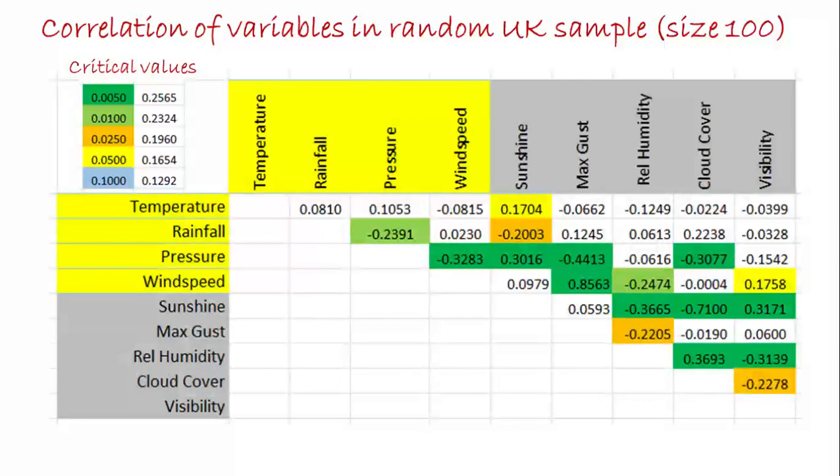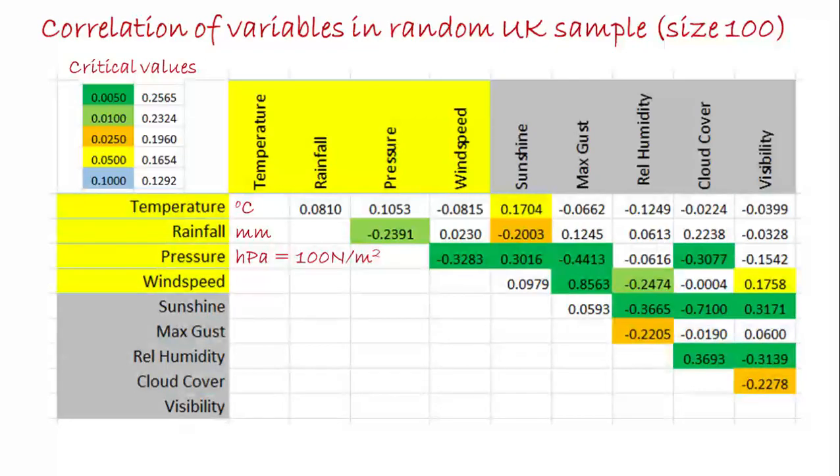So let's take it one variable at a time. Temperature, reminder again, measured in degrees centigrade. We can see that that correlates positively with sunshine. No surprise there. Rainfall, measured in millimetres, is negatively correlated with pressure. So higher rainfall when you have lower pressure, and it is negatively correlated with sunshine.